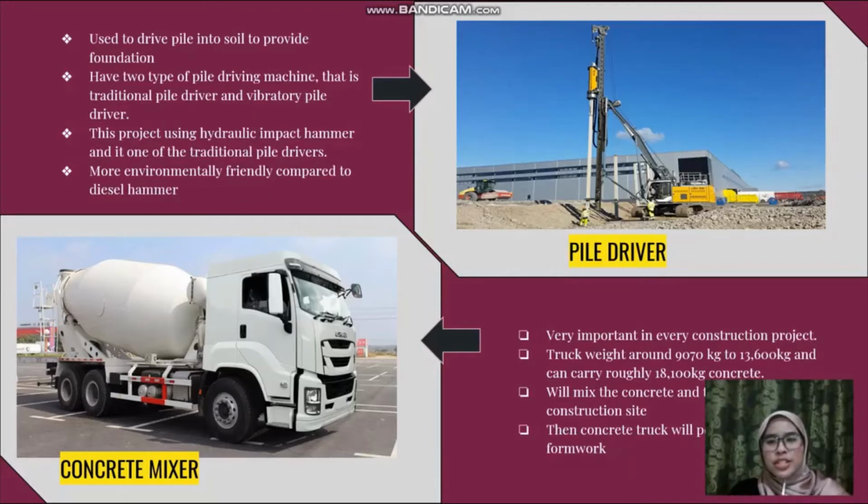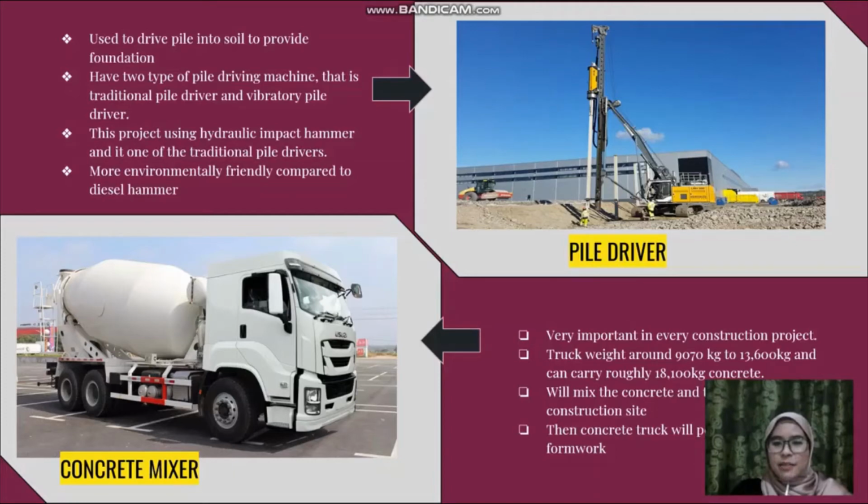The next machinery is the pile driver. A pile driver is used to drive a pile into the soil to provide a foundation. There are two types of pile driving machinery: first is the traditional pile driver and the second is the vibratory pile driver. For our project, we will use a hydraulic impact hammer, which is one of the traditional pile drivers. The contractor chose to use the hydraulic impact hammer because it is more environmentally friendly compared to the diesel hammer.